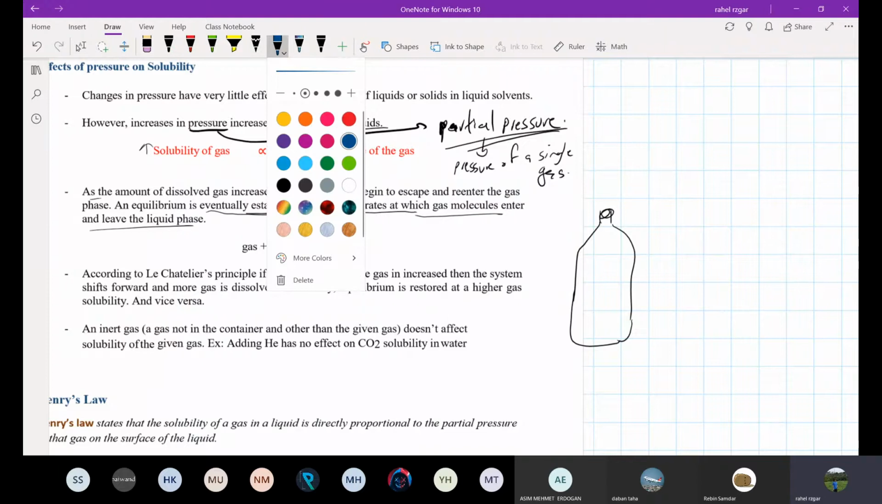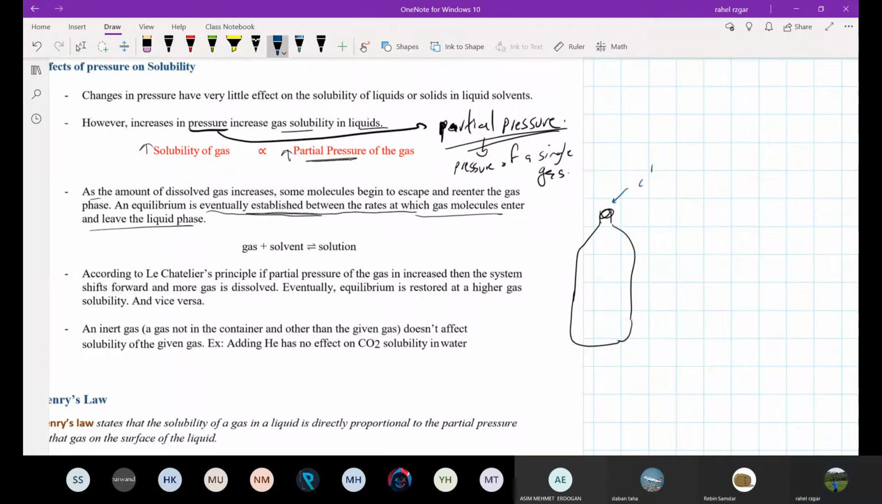Some gas and pressure has been added to this bottle, and the cap is closed. Let's say the liquid is here, until this point. For that liquid, when we put the gas, some gas will be dissolved, so this part will become a solution. The gas particles are dissolved here inside the liquid.